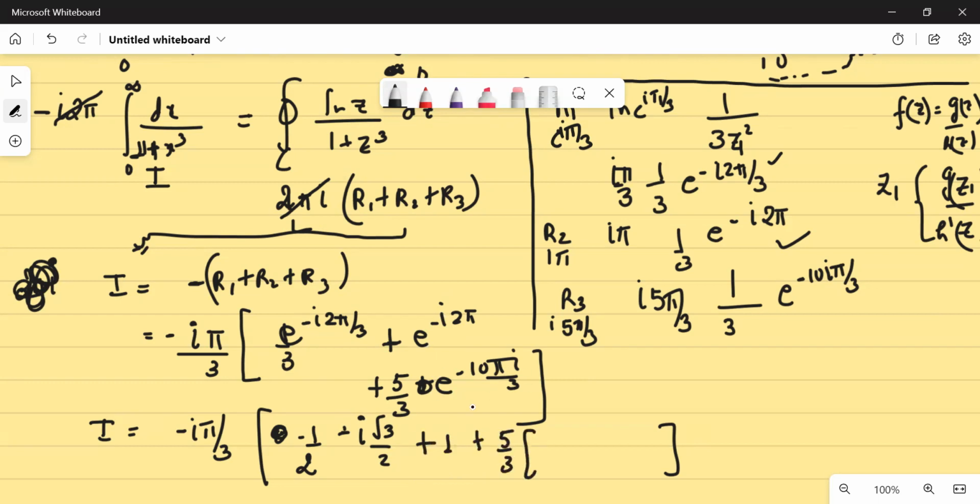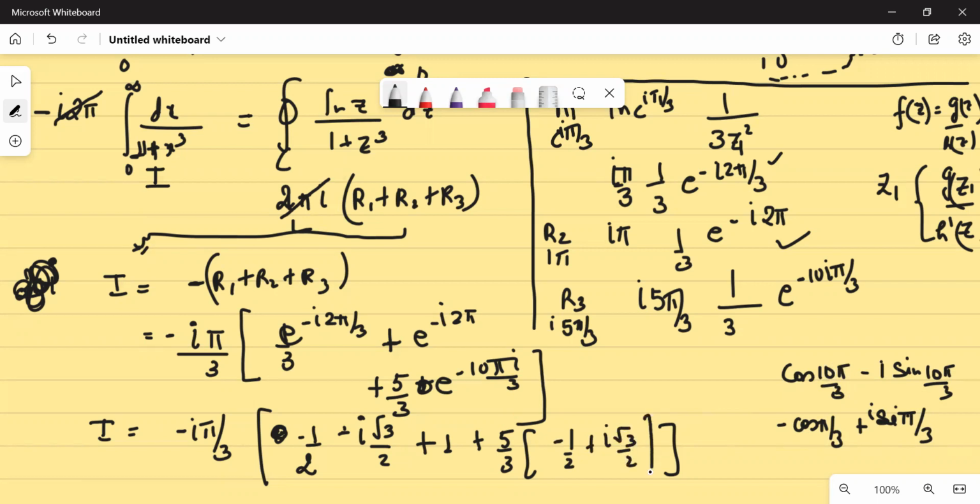And understand my point. What is e to the power minus 10 pi upon 3? So I'll write here cos 10 pi upon 3 minus iota sine 10 pi upon 3, because there is a negative in between here. Also, this can be written as 3 pi plus pi by 3. So 3 pi plus pi by 3 is in the third quadrant. So minus cos pi by 3. And this will be plus iota sine pi by 3. Okay, so this will give you minus 1 over 2, and then minus iota, this is plus root 3 over 2.